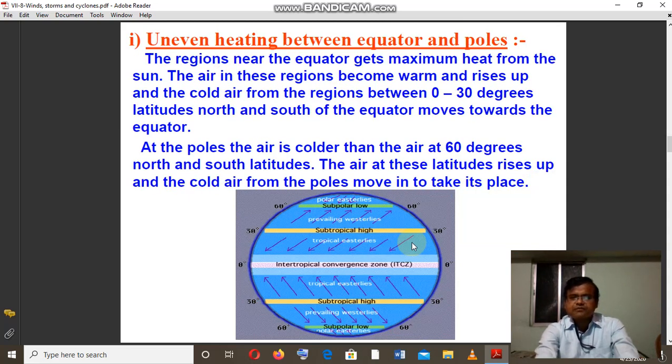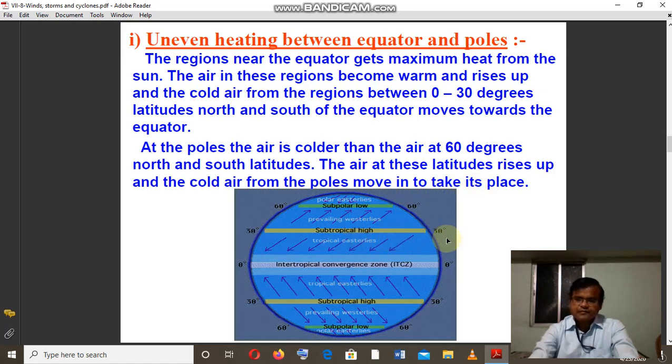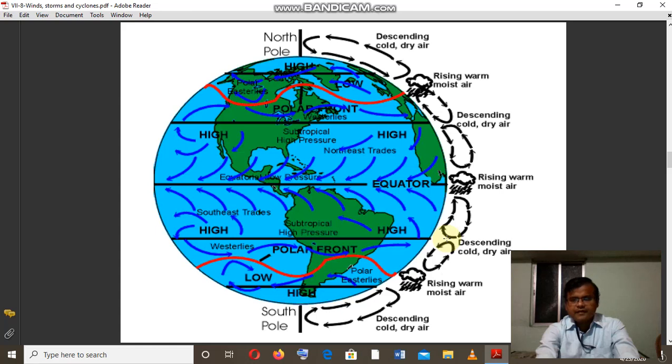Uneven heating between equator and poles. The region near the equator gets maximum heat from the sun. The air in this region becomes warm and rises up. Cold air from the region between 0 and 30 degree latitudes north and south of the equator moves towards the equator. At the poles, the air is colder than the air at 60 degrees north and south latitudes. The air at this latitude rises up, and the cold air from the poles moves in to take its place. This is the diagram: rising moist air and descending cold dry air.